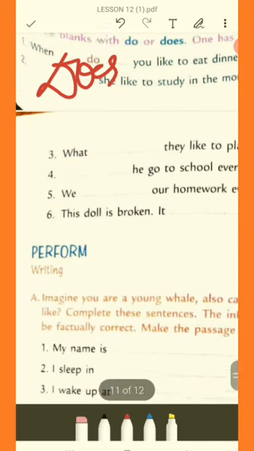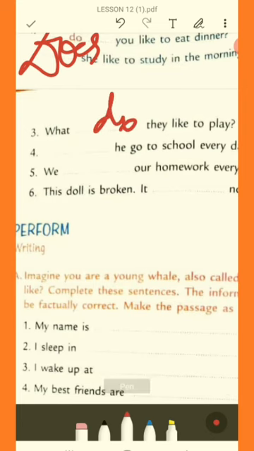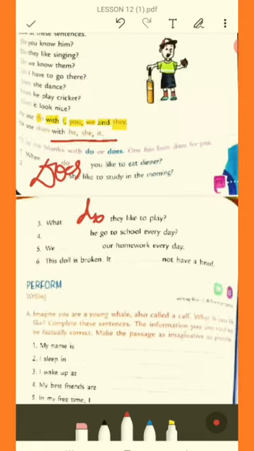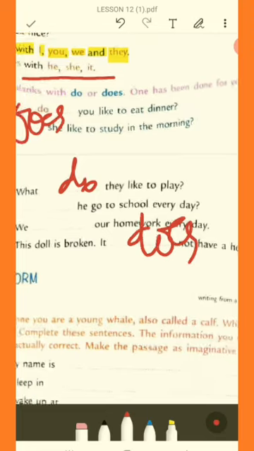Let's try the rest. What do they like to play? What will it be? What do they like to play? I'll do 6. The rest is yours. This doll is broken. It. What will it be? Do not or does not? It will be does. Okay.